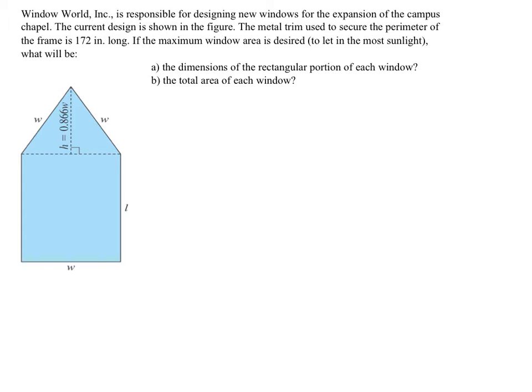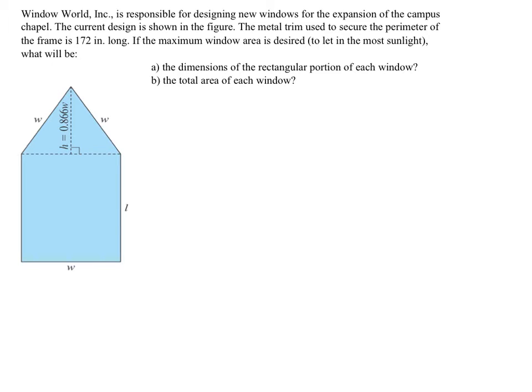In this video, we are going to take a look at an optimization example. Window World Incorporated is responsible for designing new windows for the expansion of the campus chapel. The current design is shown in the figure, and the metal trim used to secure the perimeter of the frame is 172 inches long. If the maximum window area is desired to let in the most light, what will be the dimensions of the rectangular portion of each window and the total area of each window?